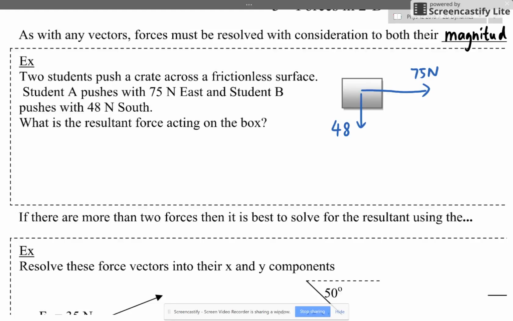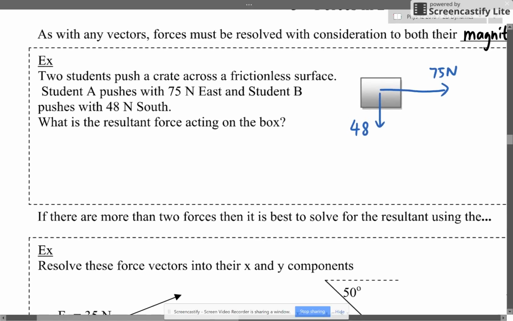So when we add them, we don't just add 75 to 48. We have to add them in terms of vectors. That means we have to do head to tail, as usual. So 75 Newton this way and 48 Newton this way, head to tail. And your resultant is going to be this right here, this blue one. That's your resultant. So you will need the angle and the magnitude. So this is the F resultant, like total.